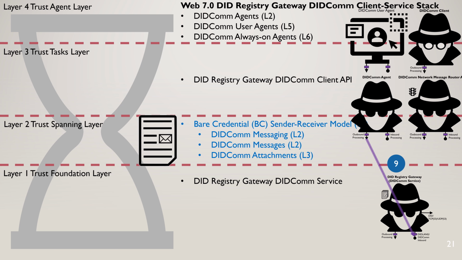So when a DIDComm agent, whether it's a user agent, a DID client, or one of the network message routing agents, needs to resolve a DID, it will send that as a DIDComm message to the DIDComm registry gateway, and the DIDComm registry gateway in turn will query the DID registry.